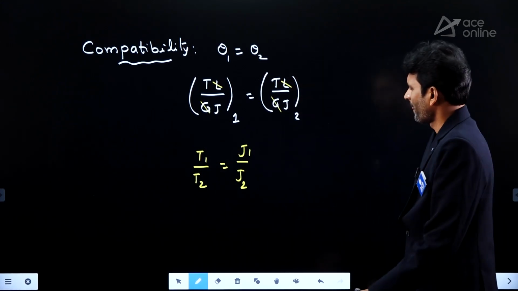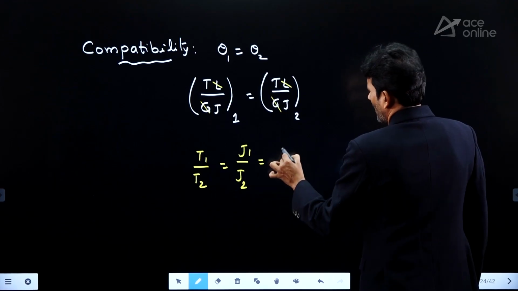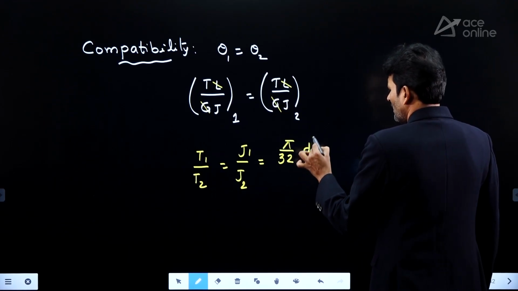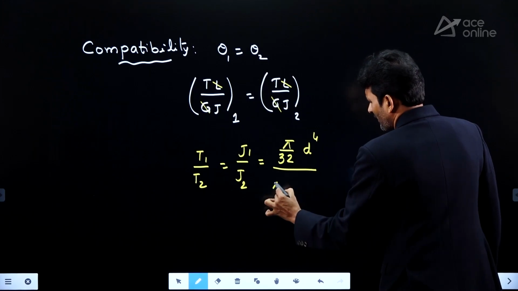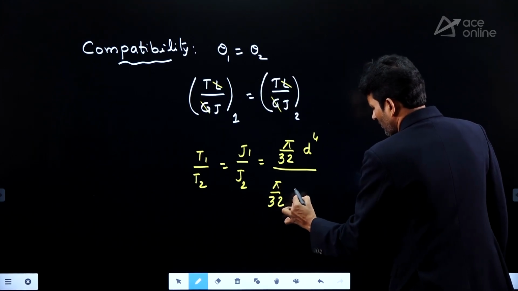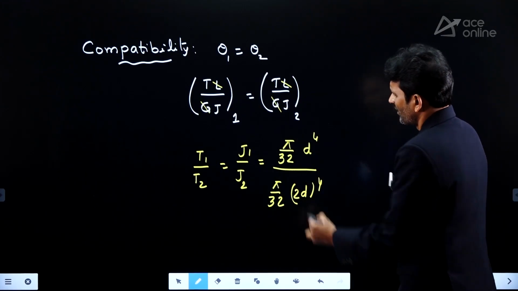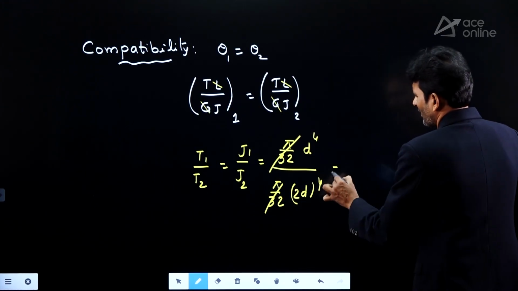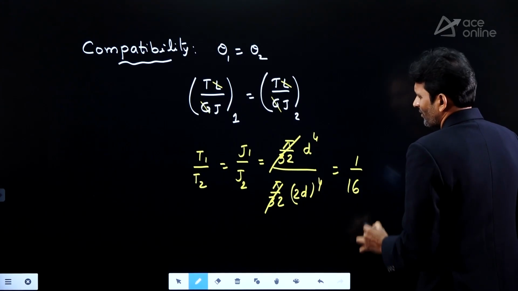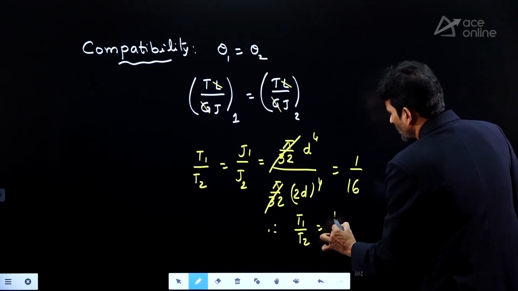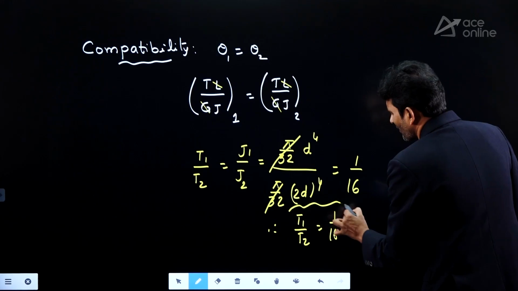That's it. As we know, J for the first part, if I take pi divided by 32 d raised to 4, this is pi by 32 (2d) raised to 4 we are having. That's it. This one is getting cancelled. Then it is 1 by 16 we are having. Final answer, T1 divided by T2 is nothing but 1 upon 16.